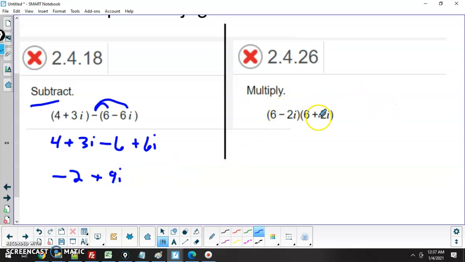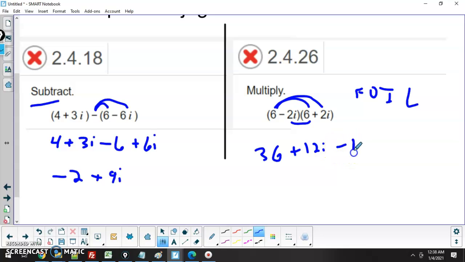Okay, the next one, you're multiplying two complex numbers, and when you do that, you're doing good old FOIL. Multiply the first terms, the outer terms, the inner, and the last. The first terms: 6 times 6, that's 36. The outer two: 6 times 2i, that's 12i. The inner two terms: -2i times 6, that's -12i. The outside and inside are opposites, so they cancel nicely. And you have -2i times 2i, so that's -4i squared.